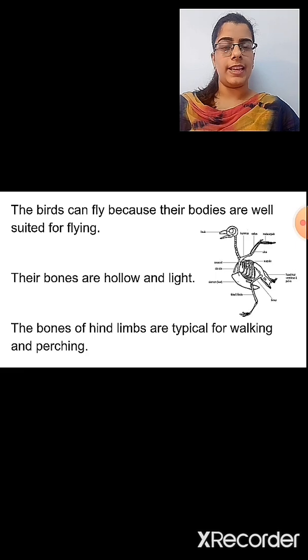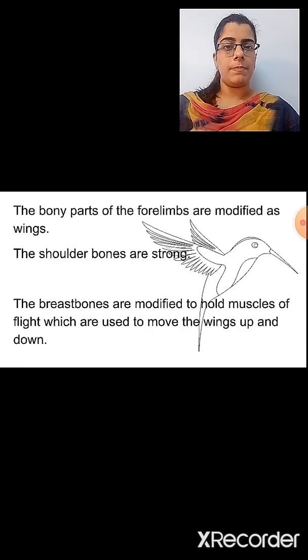The bones of the hind limbs are typical for walking and perching. We have studied that the birds also walk. So how is it possible that they can walk? Because of the hind limb bones, the birds can walk and sit on them. The bony parts of the forelimbs are modified as the wings. So their forelimbs are modified as wings.